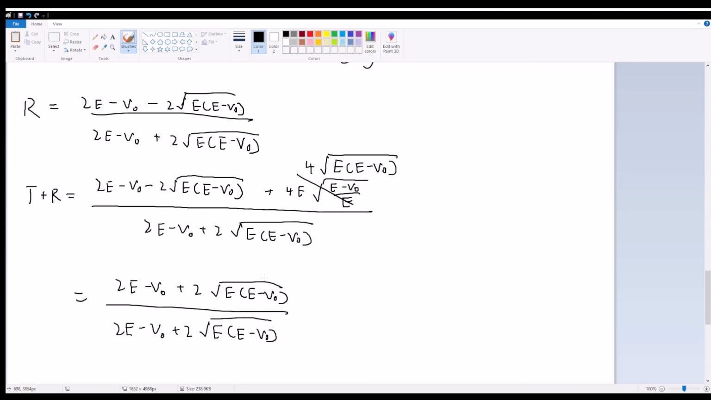Let me just double check that this is in fact correct. Yes, okay, and this is just equal to 1, so therefore our transmission and reflection coefficients do indeed sum to 1, and we are done with this problem.